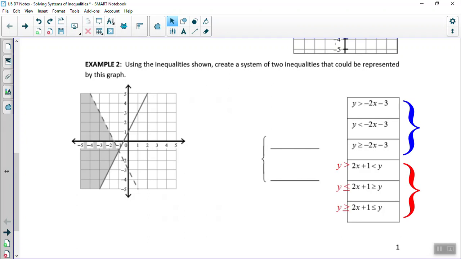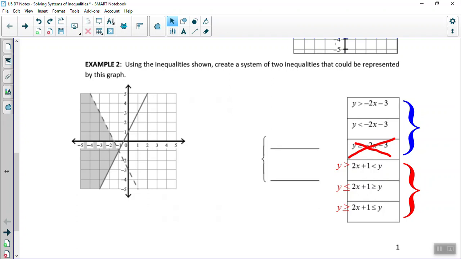All right, now my slope on these three are negative. That means it's going to be this one here. And it's a dashed line. So that means I can eliminate this one here. So right away, I know it can't be this one because it has to be a dashed line. All right, so now we just have to look at these two.